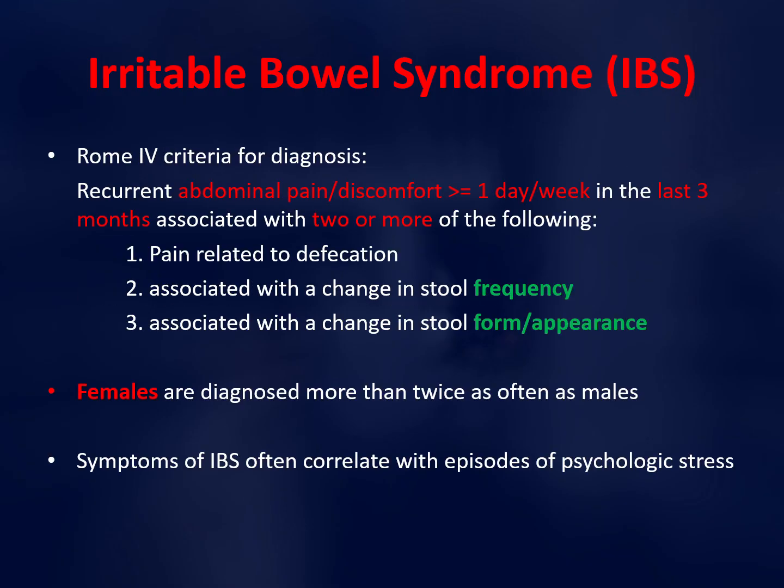Irritable bowel syndrome is diagnosed based on Rome 4 criteria, which includes, first of all, recurrent abdominal pain or discomfort for at least 1 day per week in the last 3 months, which is associated with 2 or more of the following: pain related to defecation, which is increasing or improving pain after defecation. Second, it's associated with a change in stool frequency. And third, it could be associated with a change in stool form or appearance.